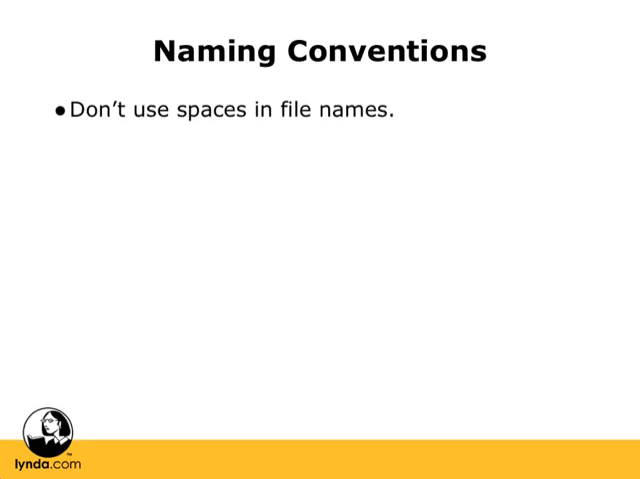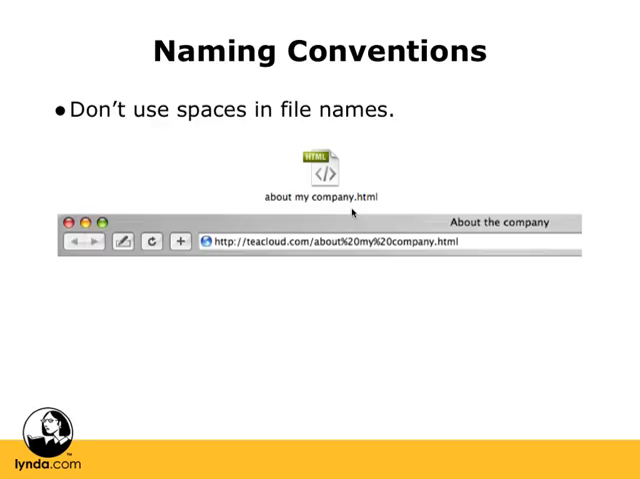Meaning, when you go to save your web page, don't use the space bar if you have multiple words in the file's name. Like in this case here, we have about my company.html. Now, you still see names like this all over the web, and most browsers will actually still be able to bring up pages named this way, but look what happens to the address of the page. Every time a space appears, you see this little percentage sign followed by a 20, which is the way of denoting spaces in web addresses.